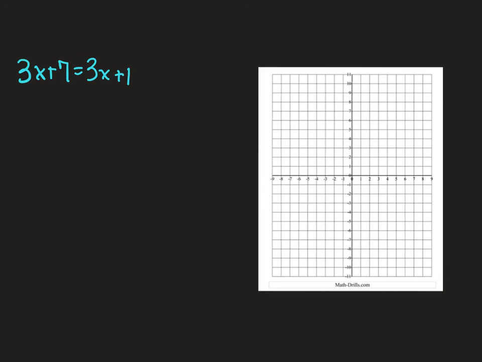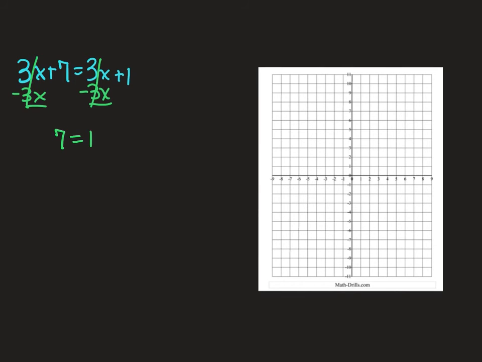All right, let's try one of these. I have 3x plus 7 equals 3x plus 1. If I subtract 3x from both sides, I'm left with 7 equals 1. I know this is going to be a no solution, but I'm supposed to show a picture. I'm supposed to be solving this with a picture, solved by graphing.